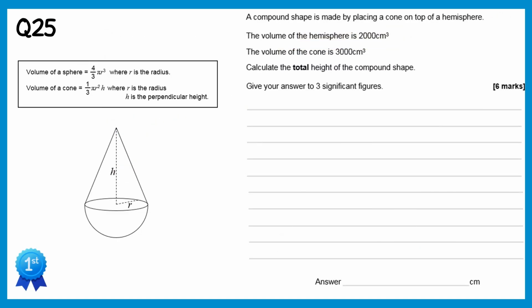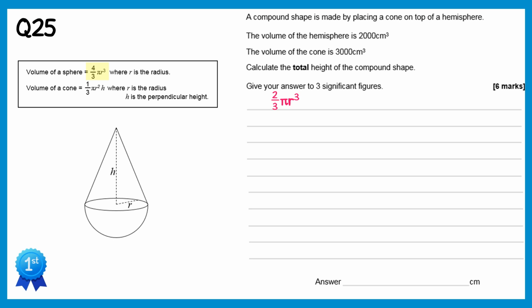For this question, we need to find the total height of the compound shape. In the question, we're told the formula for the volume of a sphere. It's 4/3 pi r cubed. But we don't have a sphere, we have a hemisphere, so we need to do half of this. If you times these fractions together, you'll get 4 over 6, which simplifies to 2 over 3. So the volume of our hemisphere is 2/3 pi r cubed.